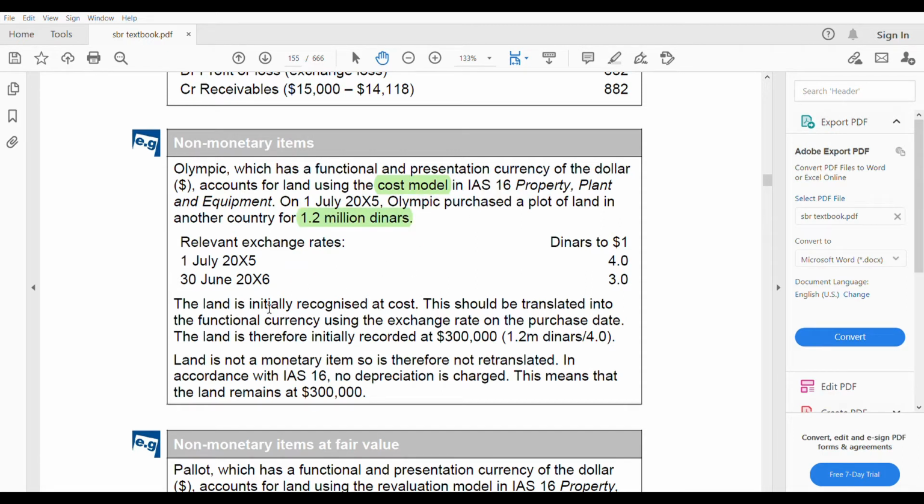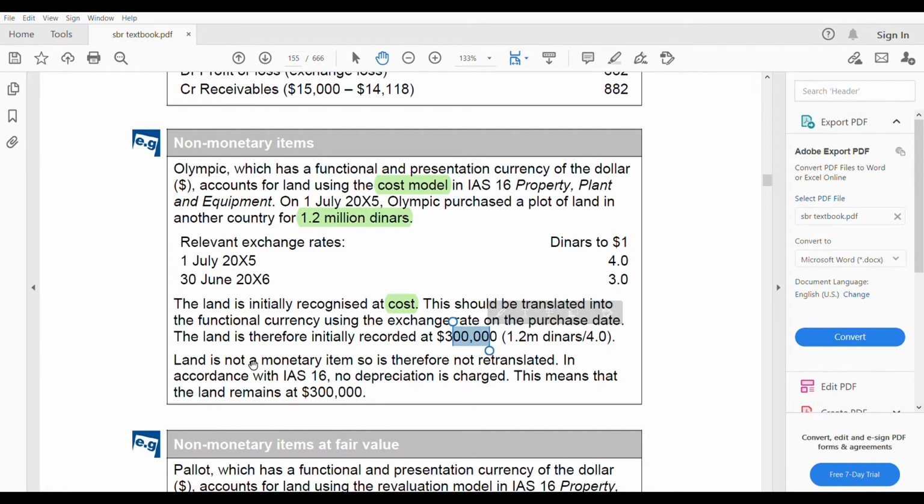Okay, so the land is initially recognized at what? At cost. Initially, this should be translated into the functional currency using the exchange rate on the purchase date. The land is therefore initially recorded. So when did you purchase the land? 1st July 2005. It was this rate, 4. Here you are not taking the closing rate as we did for the monetary item. This is non-monetary, so you take the rate at the date when the transaction occurred. So 1.2 divided by 4. Okay, it will be initially recorded as 300,000.